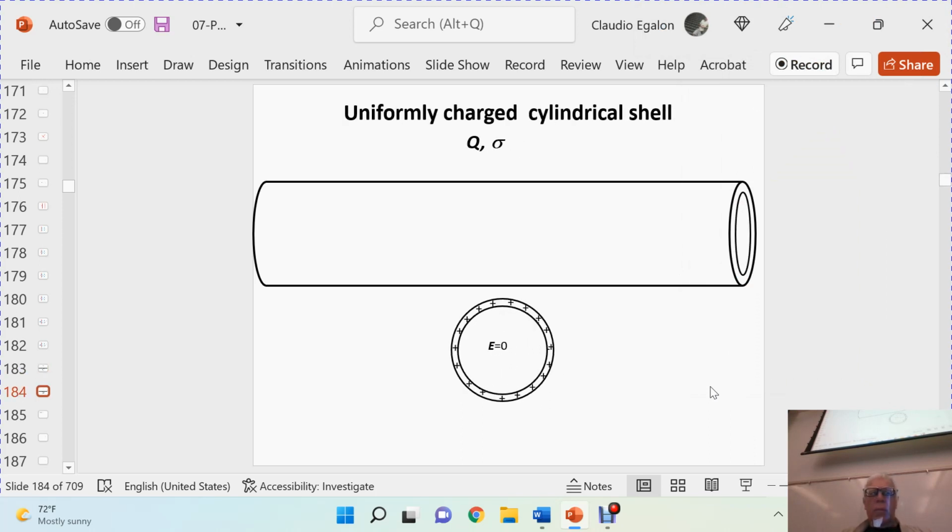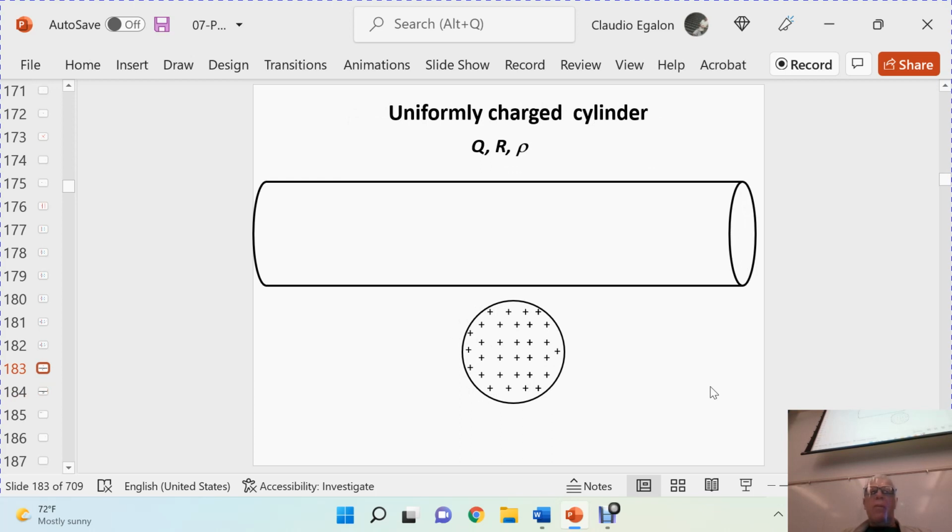You can do it for both of them. For the cylindrical shell, inside the shell the electric field is 0, and outside the shell it is the value that we got, which is the inverse of the distance. For the uniformly charged cylinder, inside the cylinder is going to be one result, and outside the cylinder is going to be the same result that we got before. Let's do it just for inside the cylinder.